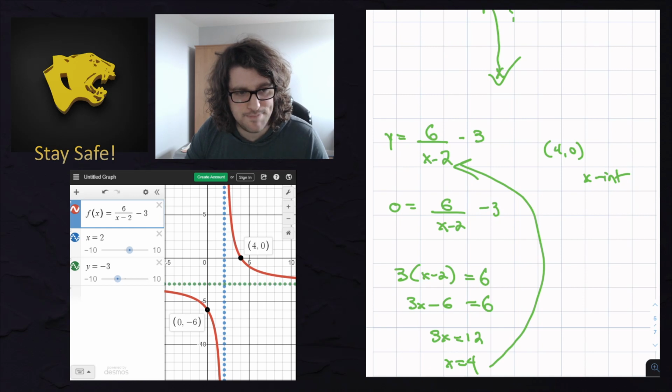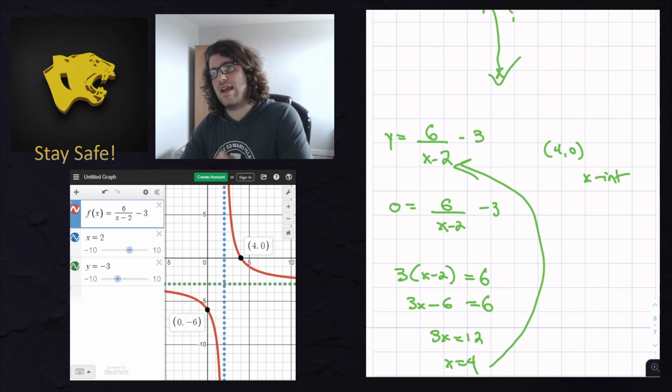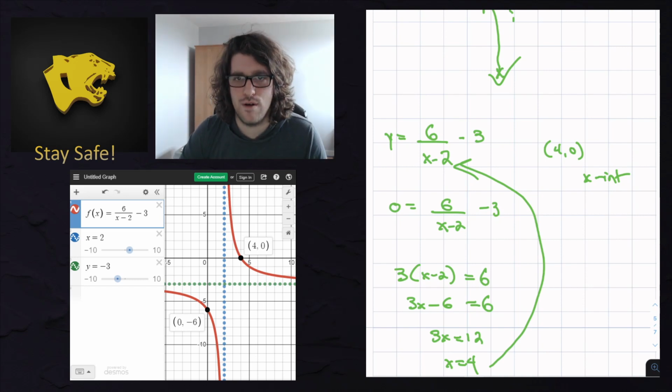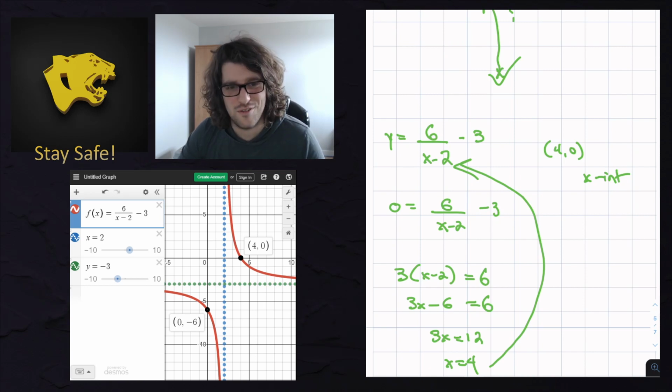So there, that's finding something that's already written nicely in a transformational form, being able to describe that versus the 1 over x function. All right, so this is where it's going to start differing from the rational functions. So this is a little bit different.